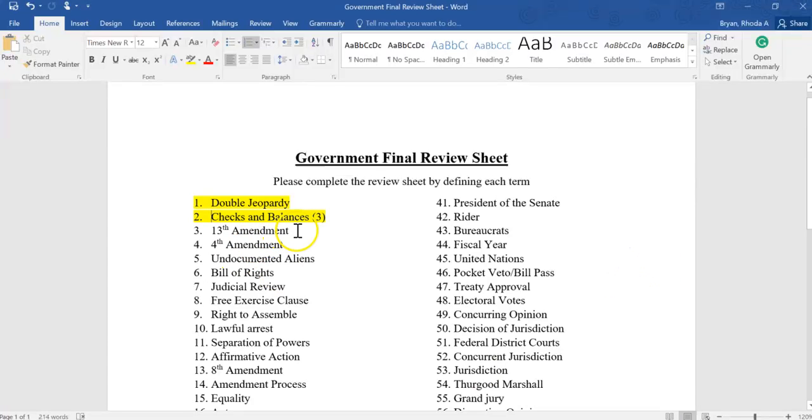All right, let's move on to the 13th Amendment. That's just a straight up review question that you need to know, and that is that it outlawed all forms of slavery, any type of involuntary servitude. So it forbids all types of slavery and any involuntary servitude.